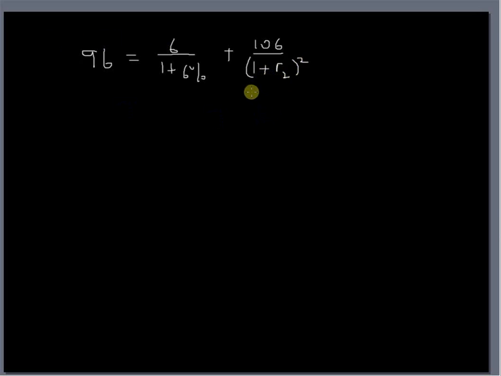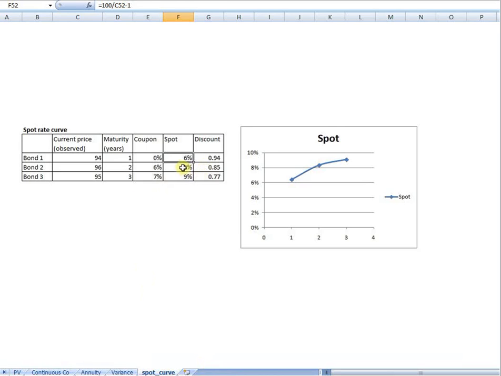If you think back about how we did the forward rate curve, this expression is simply 1 plus R1 multiplied by 1 plus the forward rate. So in a way, the forward rate curve and the spot rate curve are very much interrelated. Simply solve this equation for R2, which I've done here. R2 is equal to this expression, which will result in 8%.